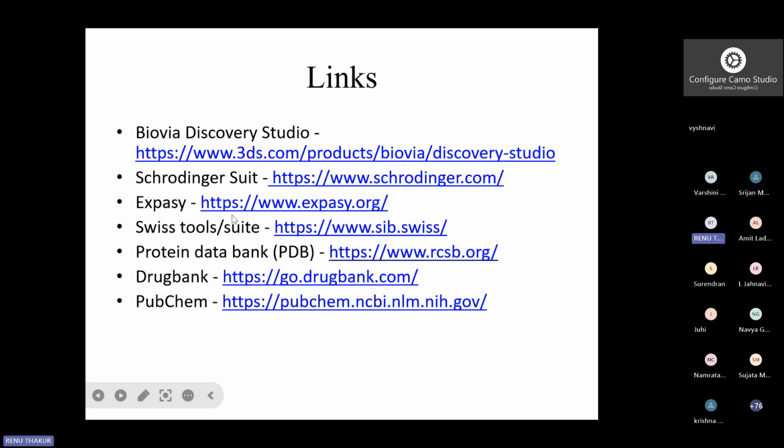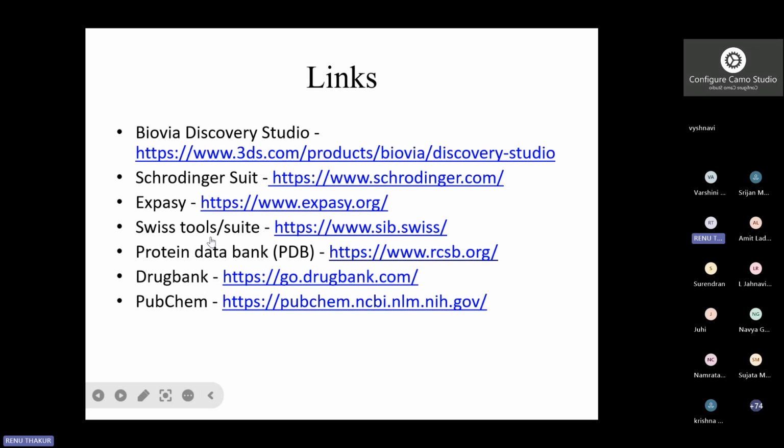One of the suites present in ExPASy is called Swiss Tools or Swiss Suite. So SIB, the Swiss Institute of Bioinformatics, is the owner of this particular framework. In this, you can do docking in your web browser, and you can find similar targets. You can find similarities between chemical compounds. You can construct molecules like that, and you can do much more of this proteomic stuff and all this chemical related analysis. You can do it here.